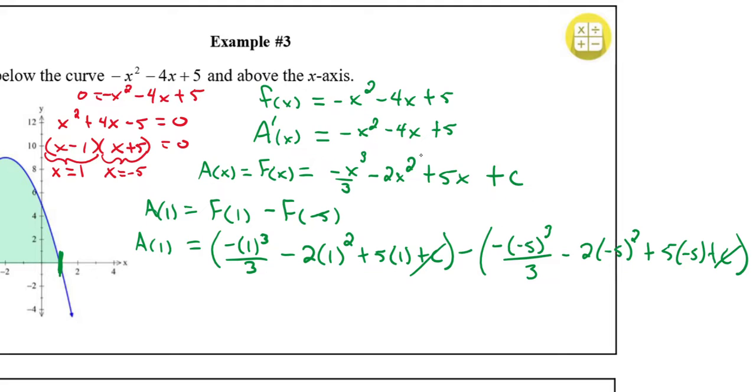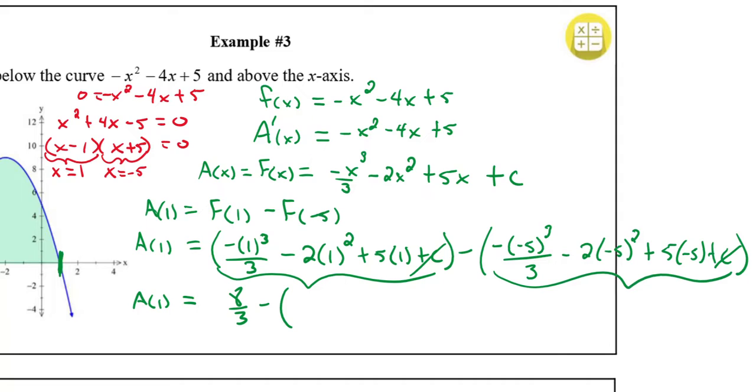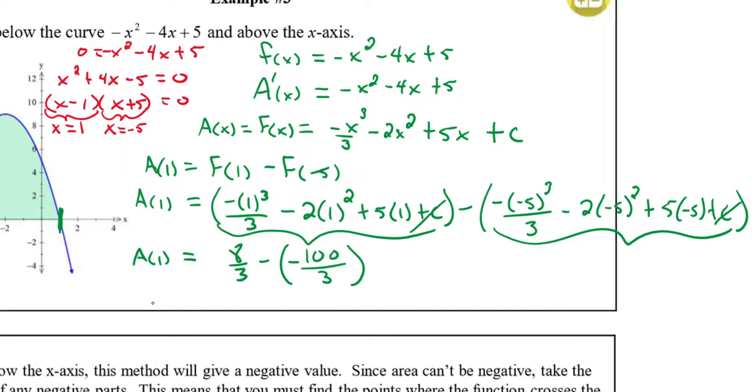And if we simplify down each of those, we get the area at 1 would come out as, so all of this comes out as 8 over 3 minus, and then all of this comes out as negative 100 over 3. Sorry, negative 100 over 3. So then minus a negative, so then we're going to be adding. So we get the area function at 1 is 108 over 3, which is equal to 36.